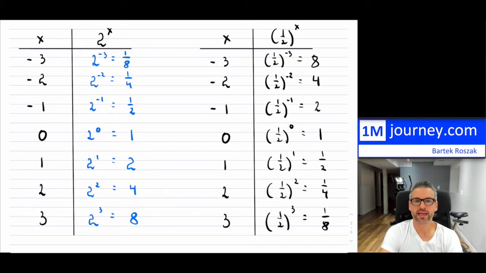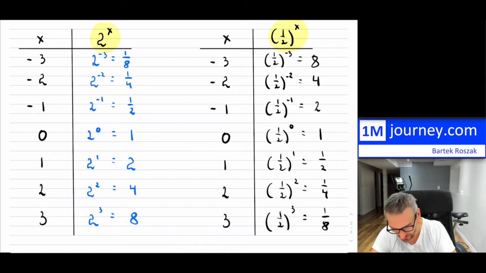So here is a table of values for the two cases. I have 2 to the x, and then I have 1/2 to the x. Because my inputs are now exponents, this is why it's useful to understand exponents and how to simplify them. So I took values from -3 all the way up to 3, substituted them in, and then got my results, and my results are right here.